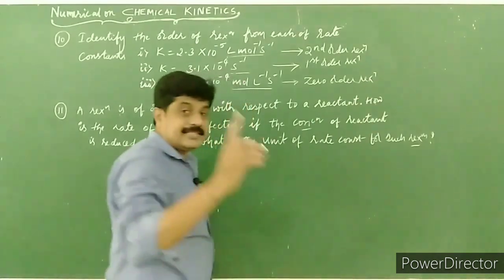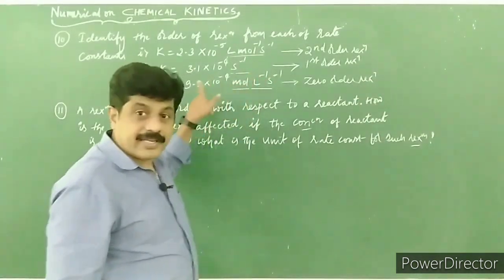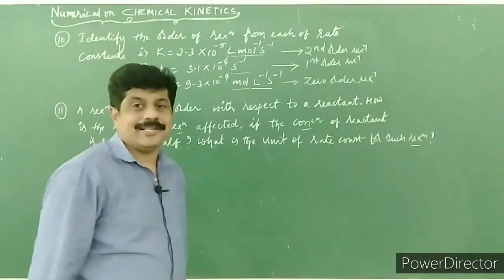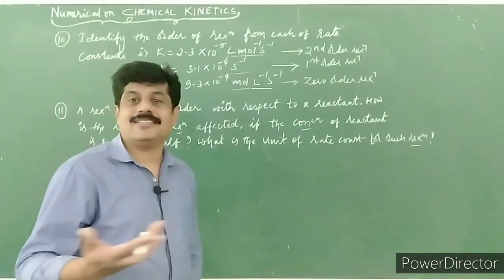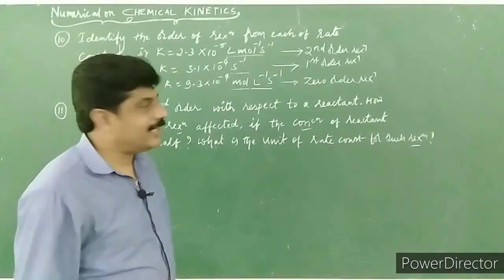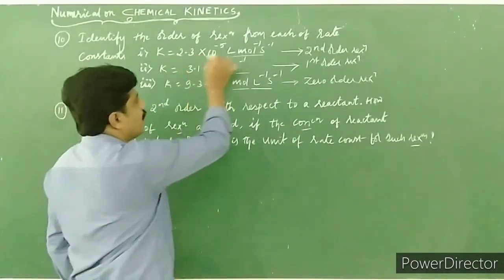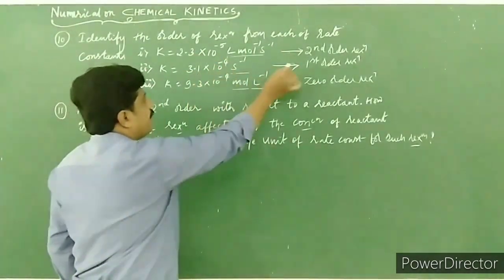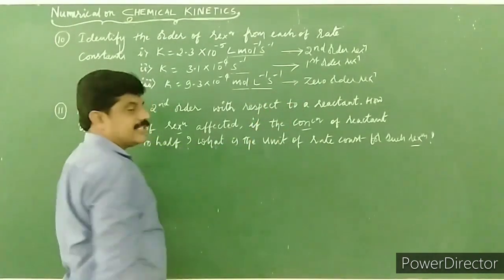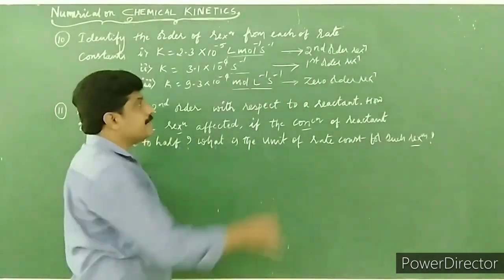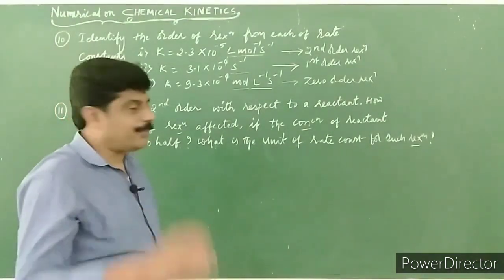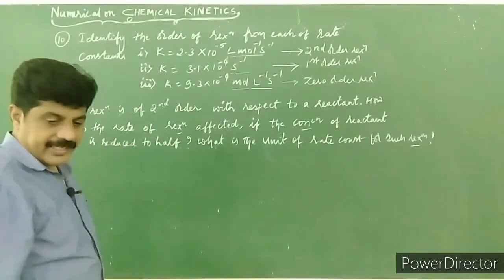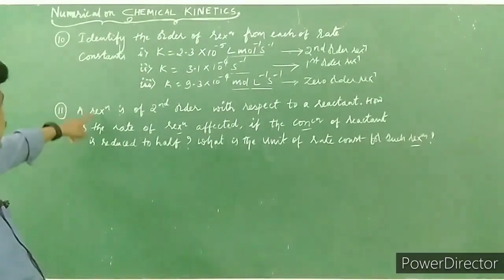Children, just by seeing the unit of a rate constant, you can easily identify whether it belongs to first order, second order, or third order, etc. Hope you got it. So the first one is of second order, the second one is of first order, the third one is of zero order. How did you identify? Just by seeing the units of rate constant. Hope you got it. Let me go for the second numerical under this.